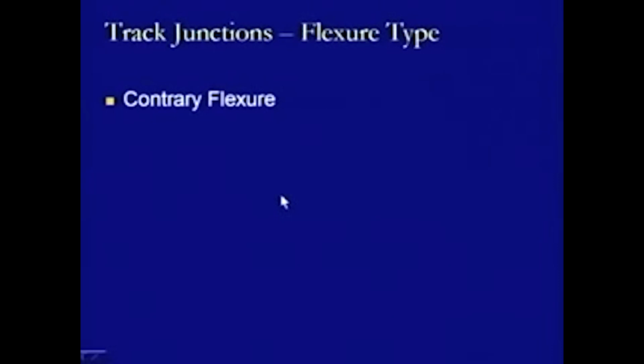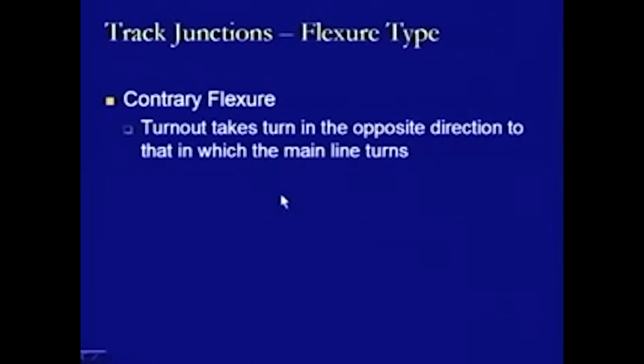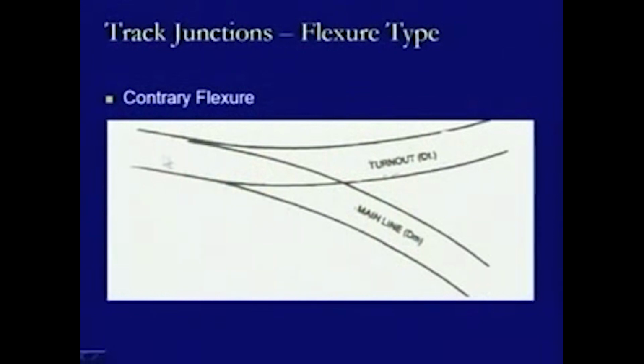Then in the case of a contrary flexure, the turnout takes a turn in the opposite direction to that in which the main line turns. That is, it is just an opposite case of what we have seen in the previous one, where both of the tracks were taking a turn in the same direction in the same way, but here it is like this. Here we have this as a main line, and then the turnout is taking a turn in this way. So, we have this flexure going in this direction, where this flexure is going opposite to that one in this direction. So, that is why it is termed as contrary flexure track junction.